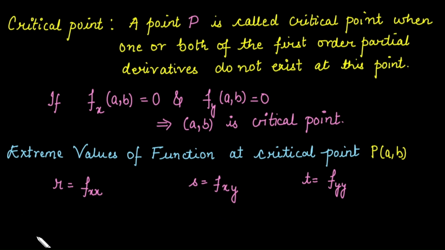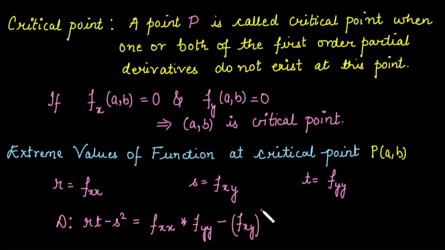After that, we need to calculate the discriminant. The discriminant is equal to rt minus s squared. That is, the second order partial derivative of the function with respect to x, multiplied by the second order partial derivative of the function with respect to y, minus the second order partial derivative of the function with respect to x and y, then its square.